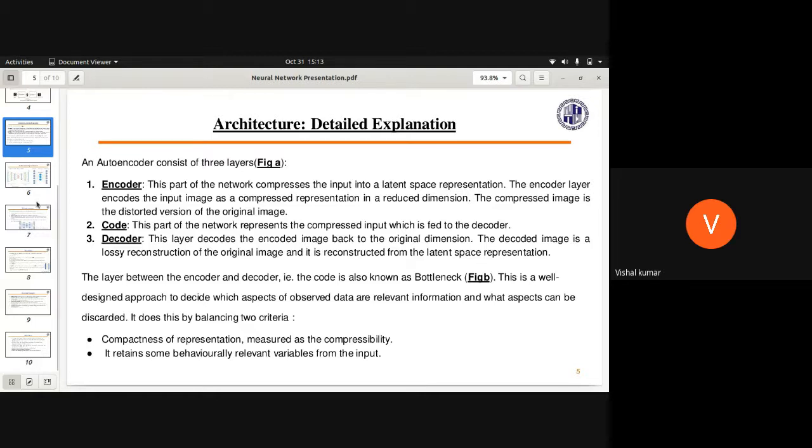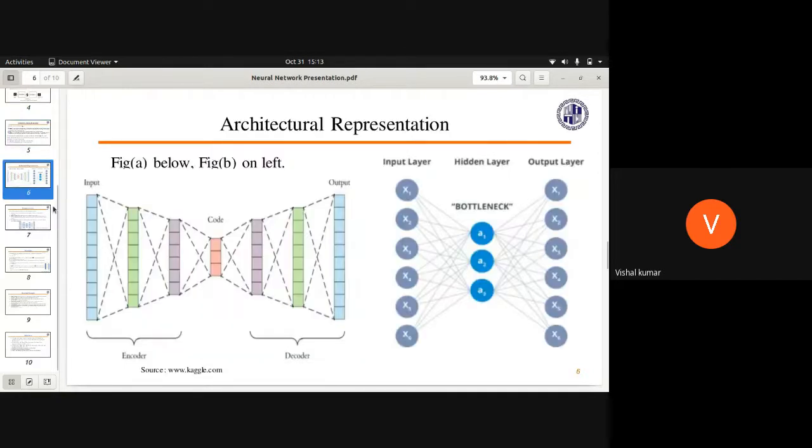Coming to the next slide, this is a typical figure of the autoencoder. Figure A represents the actual representation of the autoencoder, while figure B is the vanilla autoencoder, which consists of only one hidden layer, one input layer and one output layer. A typical example for any neural network. Now I think next Sachin will explain the hyperparameters.